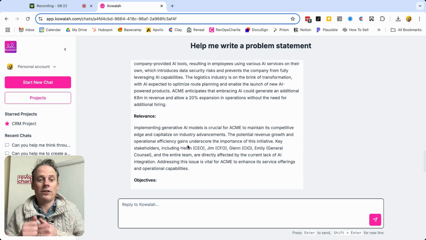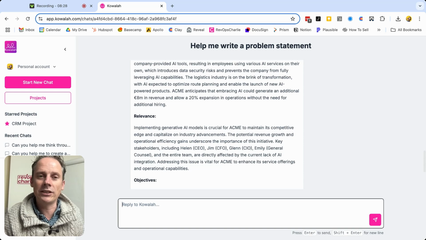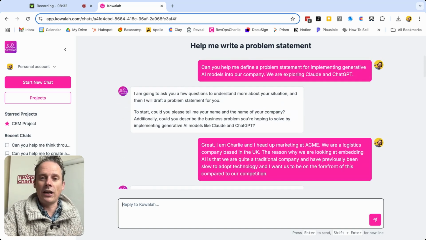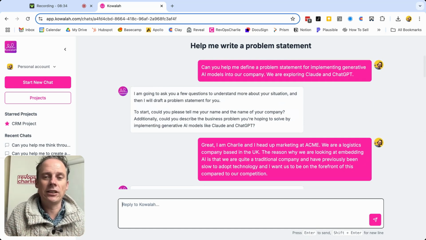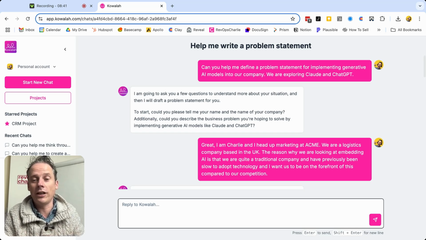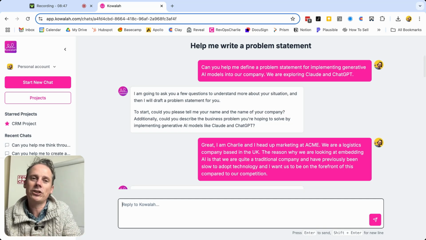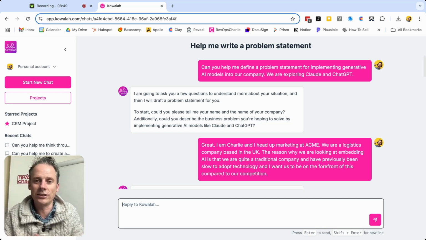And of course, if this was me doing it in reality, you start reacting to that and developing the problem statement in a lot more detail. But that just gives you an example of how the chat interface for Kowalah helps guide you through creating these specific documents that are going to help you as you go on your buying process, whether it's for AI tools in this example, or a payroll system, or an HR system, or a customer support system.